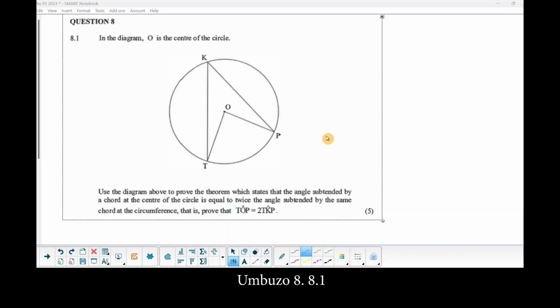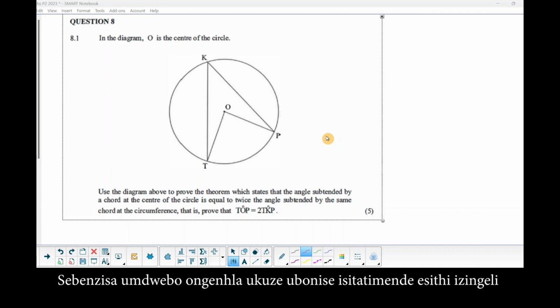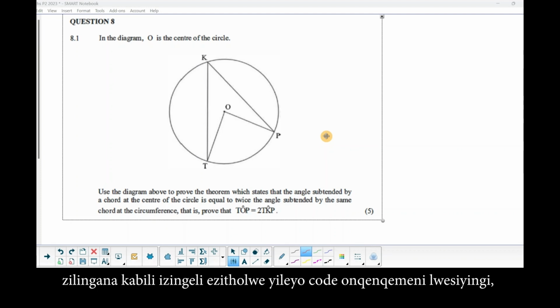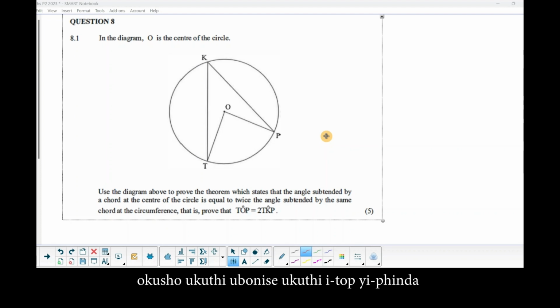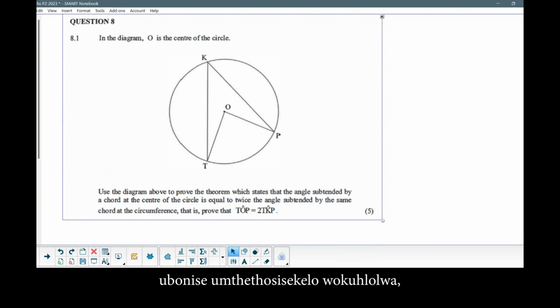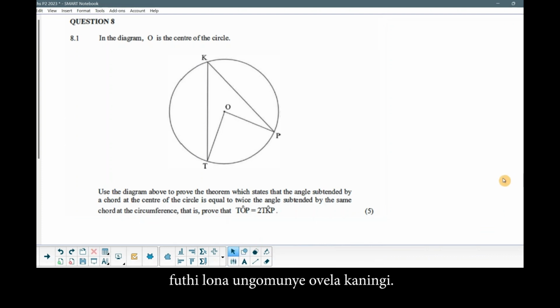Question 8.1. In the diagram, O is the center of the circle. Use the diagram above to prove the theorem which states that the angle subtended by a chord at the center of a circle is equal to twice the angle subtended by the same chord at the circumference. That is, prove that TOP is twice TKP. So this is your bookwork type question. You will be required to prove a theorem in the exam, and this one is one that comes out quite commonly. So there's a simple strategy to this. I'm going to go through the strategy and then write down the proof for you.